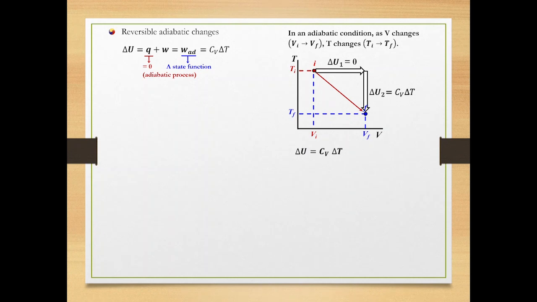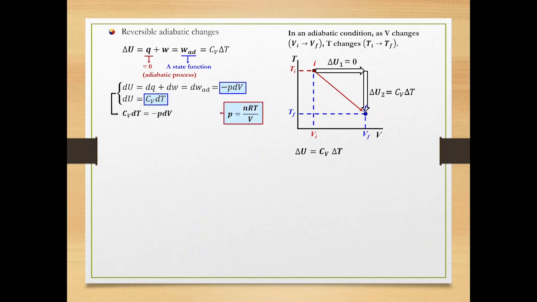Now, let's see how pressure and volume are related at a reversible and adiabatic condition. Infinitesimal change of internal energy at a reversible adiabatic condition can be written like this. The dW adiabatic represents the expansion work done at a reversible adiabatic condition, and it is equal to negative P dV. dU can also be written as Cv dT. It is obvious that Cv dT equals negative P dV.